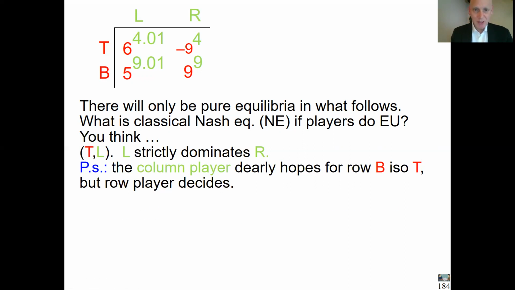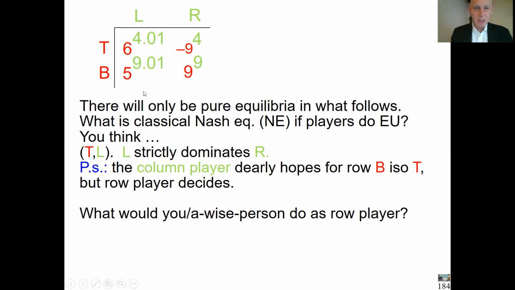With that in mind, I ask you, imagine you are the row player, what would you do? I'm not asking you what theory says, I'm asking what would you do? And I even want to say, what would a wise person do? That may be different than what theory says. If a wise person has to be the row player, what will that person do? You can think about it, and you can do that by stopping the video now. All right, then I continue.